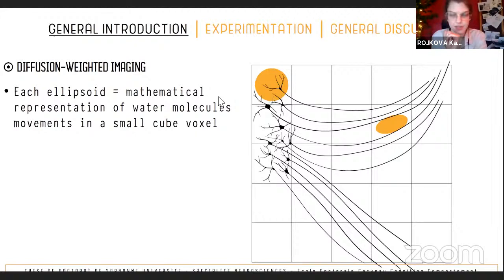With a certain mathematical formalism, we were able to transform the signals that we got into ellipses or rounds, or in 3D, spheres or ellipsoids. So this is a way to represent with eigenvectors how a molecule of water diffuses in the tissue that is scanned.